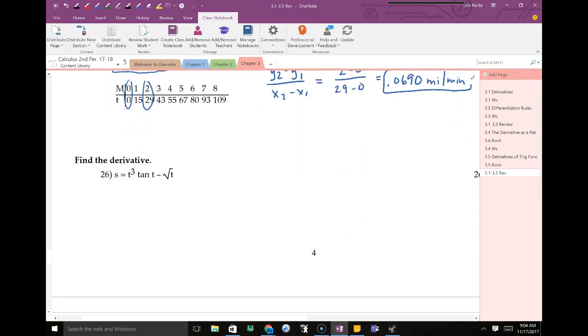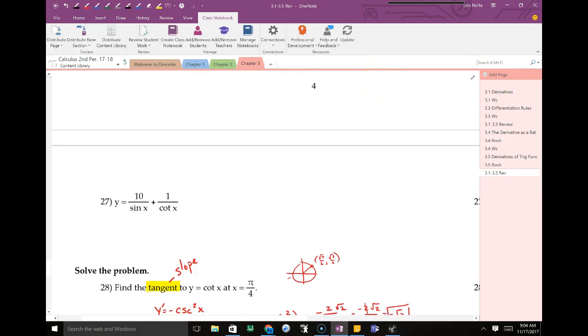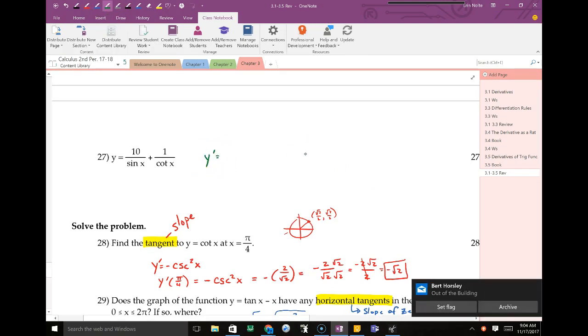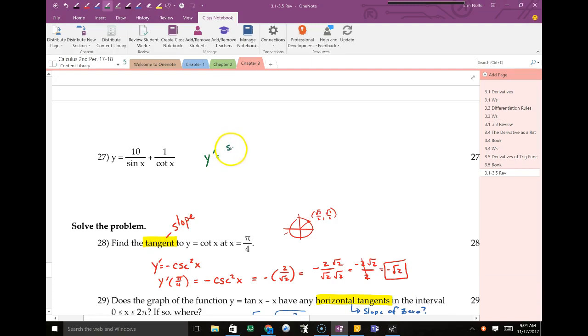26 we just did together. 27. Ooh, I haven't done 27 yet. How did you do 27? I'm going to have to bust this out really fast. First term, you're going to derive each term separately. I'm going to do a quotient rule on the first term, so it's going to go low D high, derivative of 10 makes 0, minus my high times the derivative of sine, cosine, all over my sine squared.